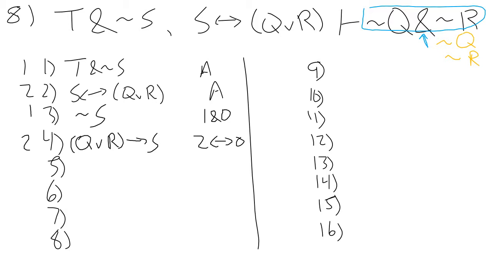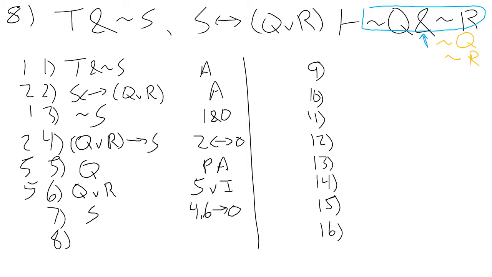So now with that, let's try and prove tilde Q by assuming its opposite as a PA, and then looking to prove a contradiction. So we can wedge in the R on 5, doing wedge in, and then we can get our S out from 4 and 6, arrow out. That would be from 2 and 5. Now we've got an S.